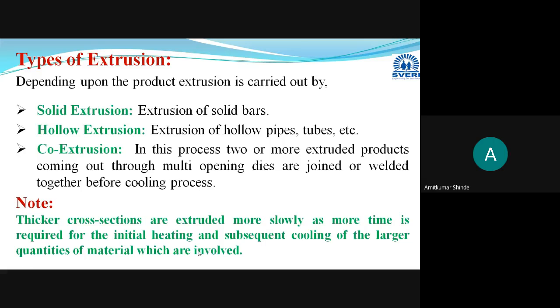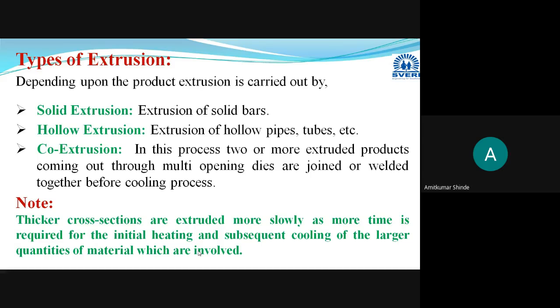Okay, then the next point is the types of extrusion. Here we are not changing our basic principle. Depending on whichever output or product we have obtained at the end of the extrusion process, we have termed it as solid extrusion, hollow extrusion, or co-extrusion, depending on the type of product obtained.